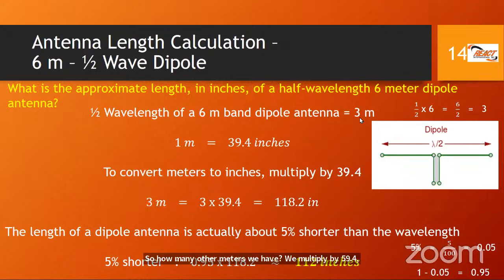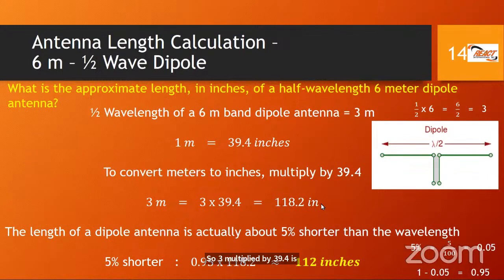How many meters is the half wavelength antenna? We worked that out already. We said it's 3 meters. From here to here is 3 meters, but we need that answer in inches. So we are multiplying the 3, which is 3 meters, which is the length we're looking for, by the number of inches per meter, and it's 39.4 inches per meter. So 3 multiplied by 39.4 is 118.2 inches.